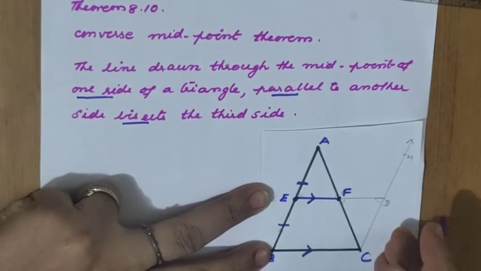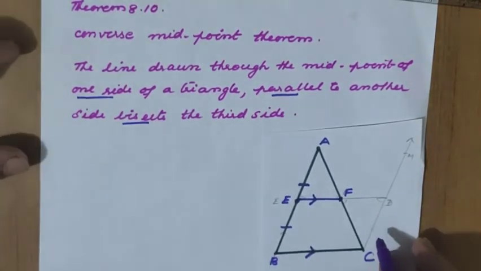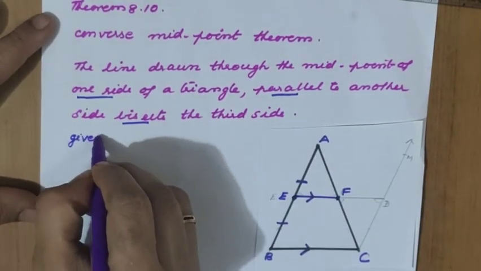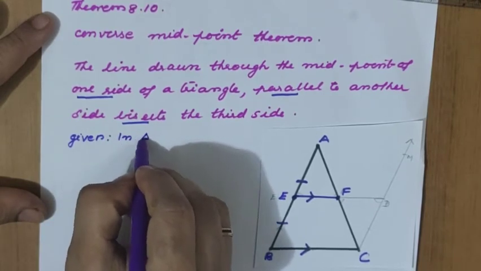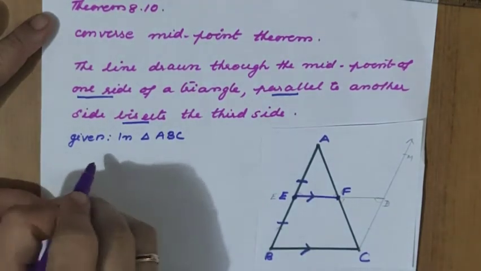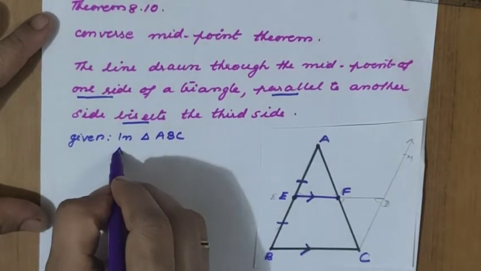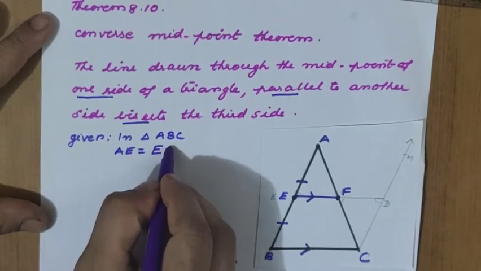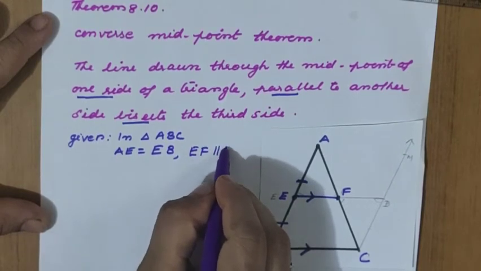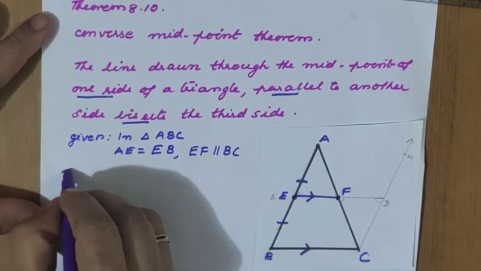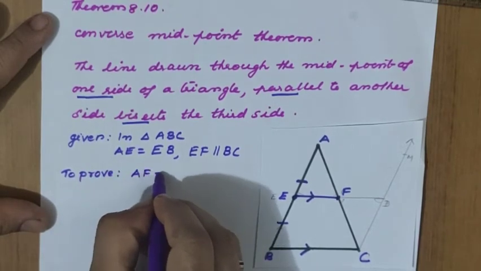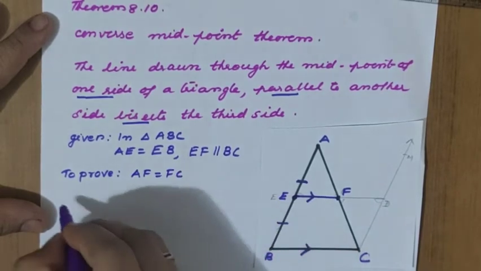The same way we have to do the construction. So what is the construction? We have to draw the parallel line CM to BA. So let me write what is given in the question. Given in triangle ABC, E is the midpoint. Like last time in the midpoint theorem, we will write AE equal to EB and EF parallel to BC. These two points are given to us. To prove it bisects the third side, that means AF equal to FC we should get.